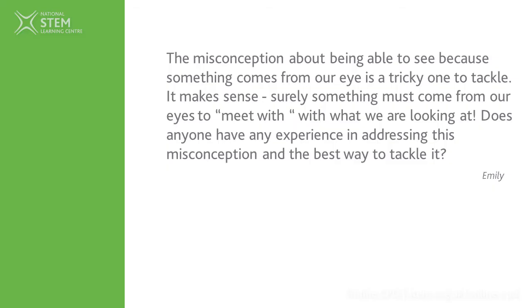So Emily was looking through the physics course, and she was wondering about the part of the curriculum where we have to explain to the children how light travels in a straight line and is reflected from objects, and that's how we see. And she said, how do you get around it where the children think that there's something coming out of their eyes?